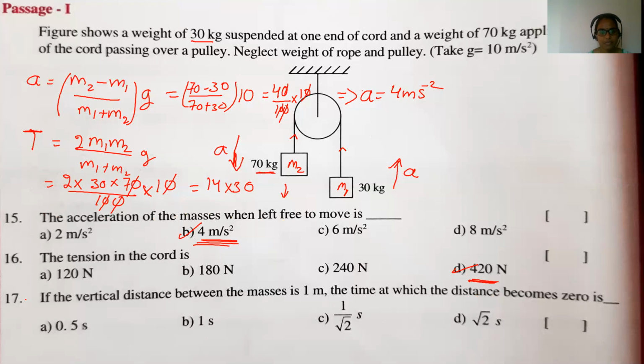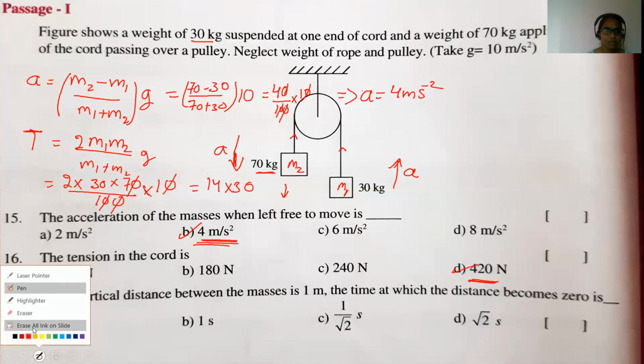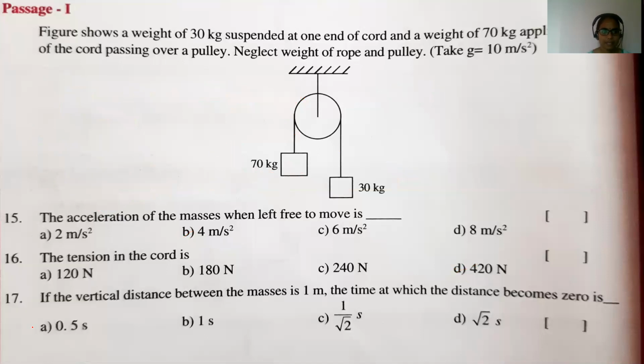Okay, next question, the 17th. I'll take it in the empty place. First you read the question. The vertical distance between the two masses is 1 meter. At what time does the distance become 0? They're asking. I'll write it in the empty place.